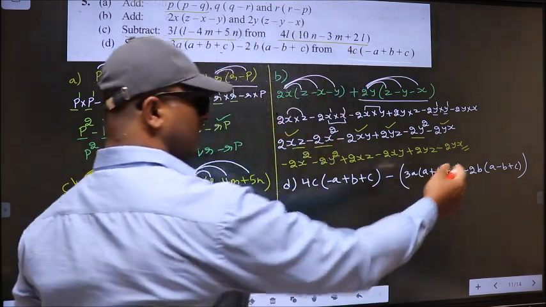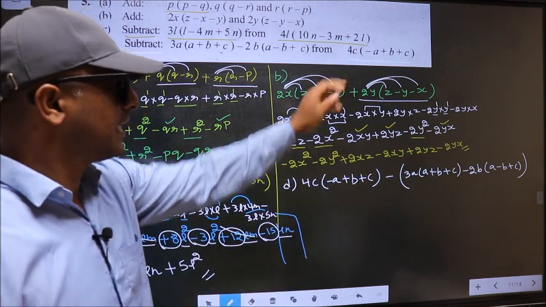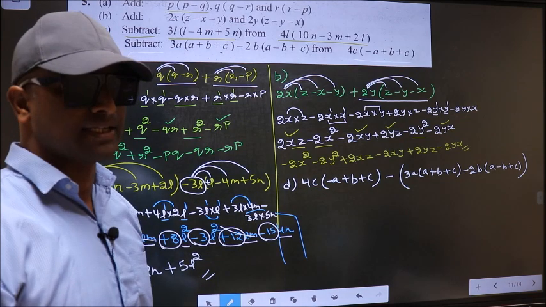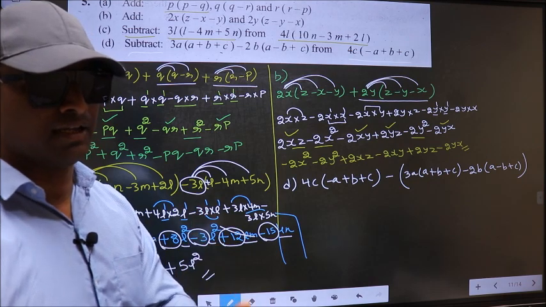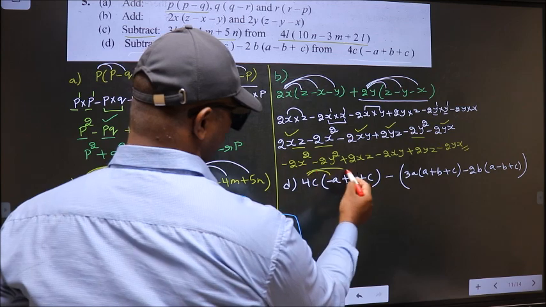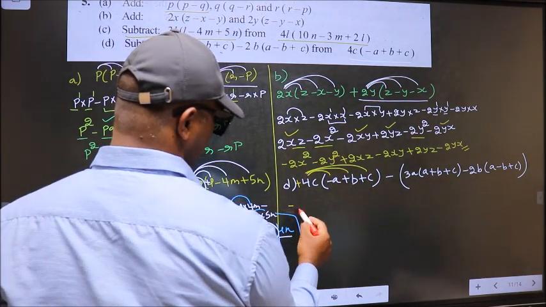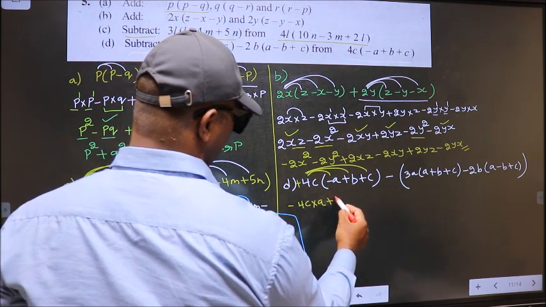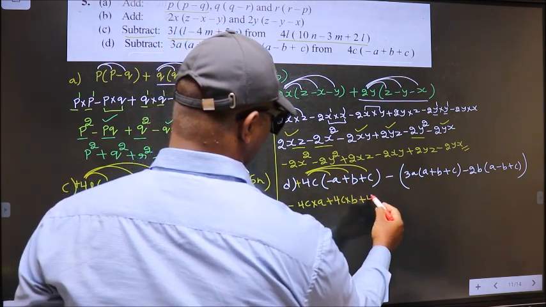In this way, we should frame. Subtraction means second term first, minus this one you should write in the brackets. Framing like this is your step 1. Next, now we should open up the brackets here. So here it is plus into minus, minus 4C into A, plus into plus 4C into B, plus into plus 4C into C.